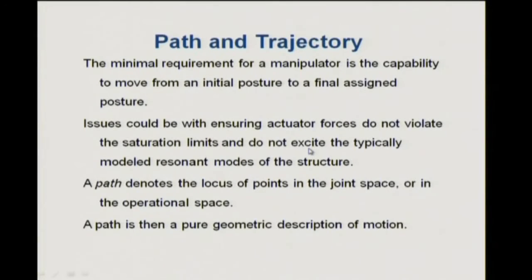Now, there are two terms which I have used up here, one is path and one is trajectory. A path is essentially a locus of points. And there are two things which I have used here, joint space and the operational space. Operational space is quite easy to understand. If I say that I want to start from here and I want to be here, this is just 2 points. But if I say I want to go this way, then I get a locus of points. I want to go from here to here, so I have a locus of points.